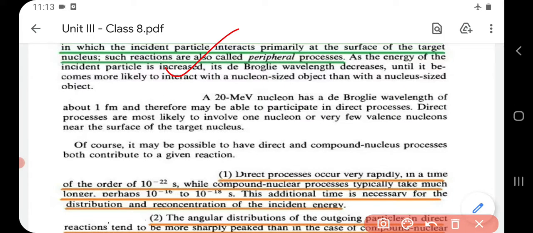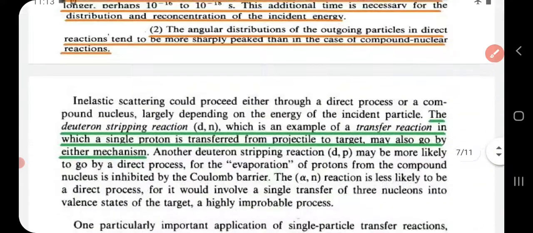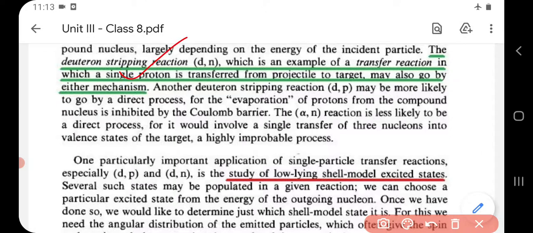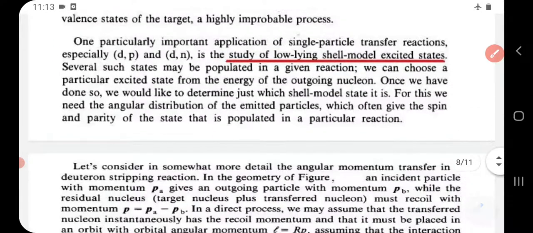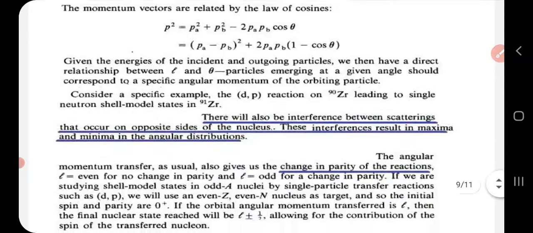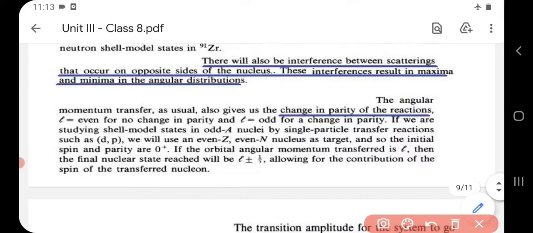What is a direct reaction? This one you have to write, along with the two characteristics. Then just mention neutron stripping reaction and single particle transfer reaction and what its use is. This slide, I think, is easy. This you can write. This experiment you can skip, no need of mentioning. But after that you have to write this sentence, and from here this one.